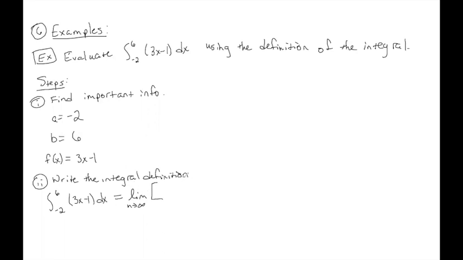B minus A is 6 minus -2, over n. And in this case, we're not given a number of integrals or a number of rectangles because we're pushing that number to infinity. That's the whole point of the integral. So you're not going to be given a number of rectangles here because we're not estimating anymore. We're finding the exact answer. So essentially, n is going to act like infinity here. And we're going to keep this limit to keep track of that information.